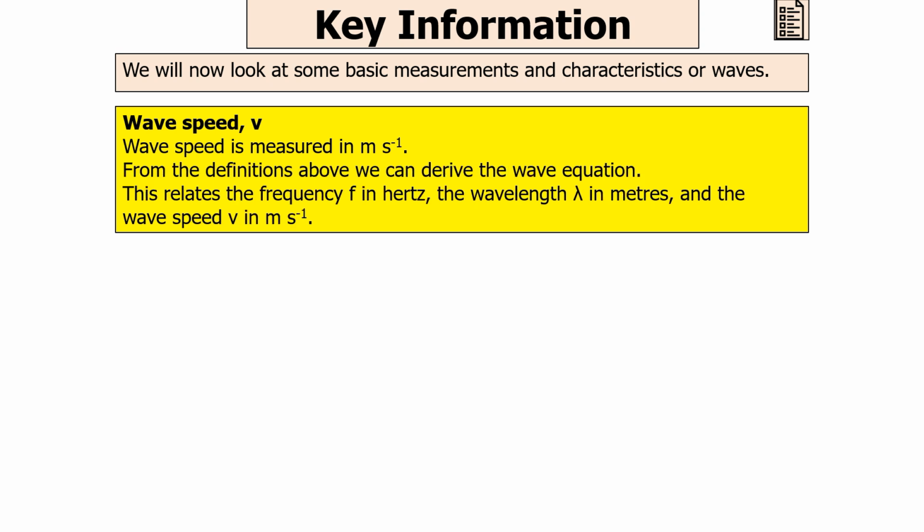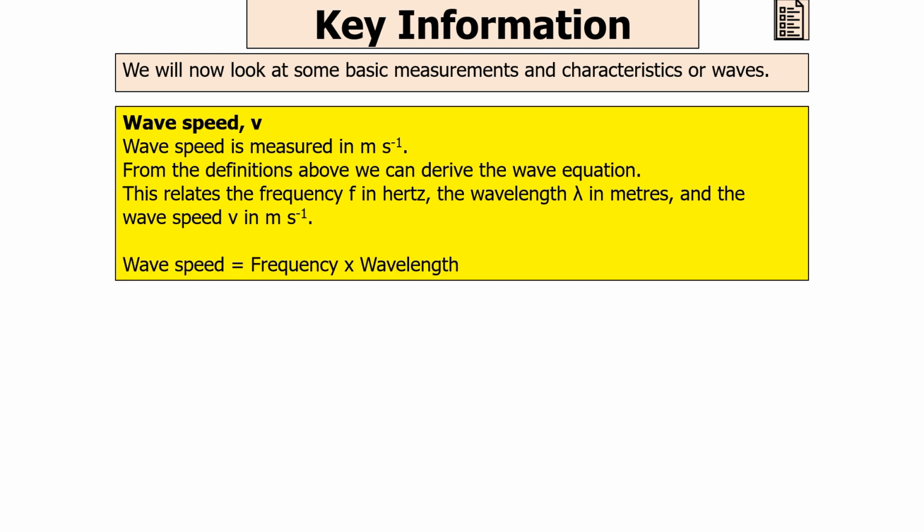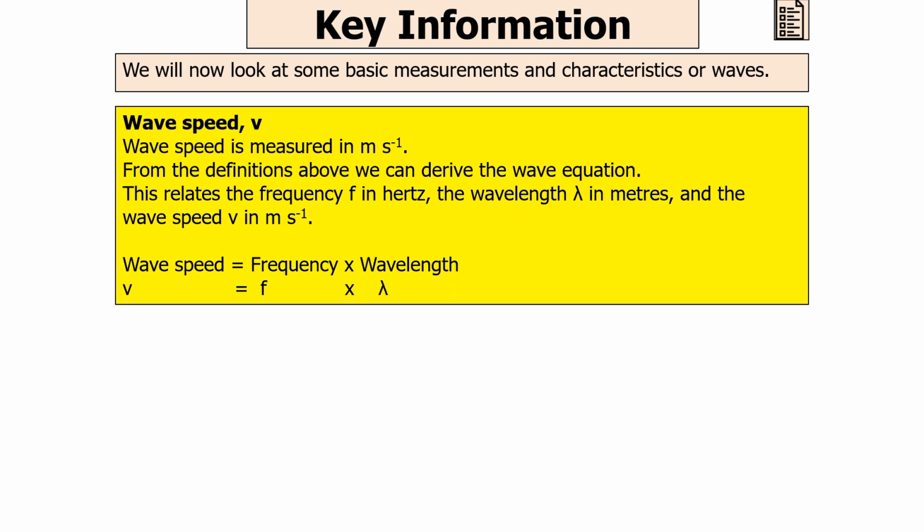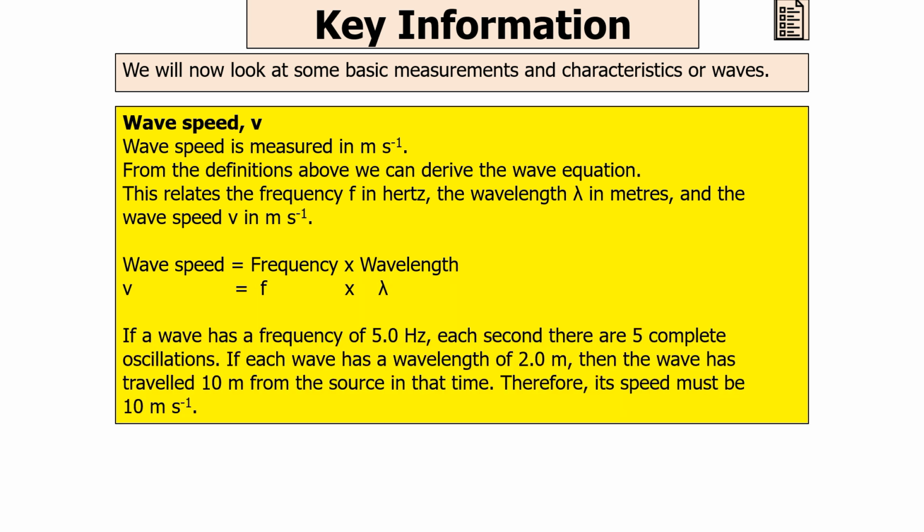Now this relates the frequency in hertz, the wavelength in meters, and the wave speed in meters per second in our wave equation. So the wave speed is equal to frequency times wavelength, or v = fλ. So if a wave has a frequency of 5 Hz, each second there are 5 complete oscillations. If each wave has a wavelength of 2 meters, then the wave must have travelled 10 meters from the source in that time. Therefore, its speed must be 10 meters per second.